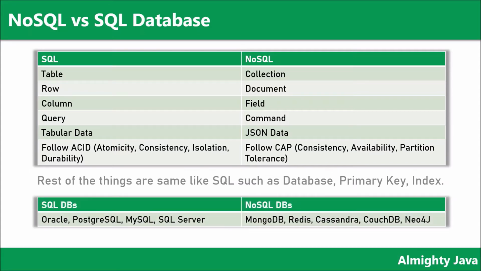Here are some SQL and NoSQL database examples. SQL databases are like Oracle, PostgreSQL, MySQL, and SQL Server. NoSQL databases are like MongoDB, Redis, Cassandra, CouchDB, and Neo4j. Mongo commands feel like calling a function or method. Let's see some syntax and examples for CRUD operations.